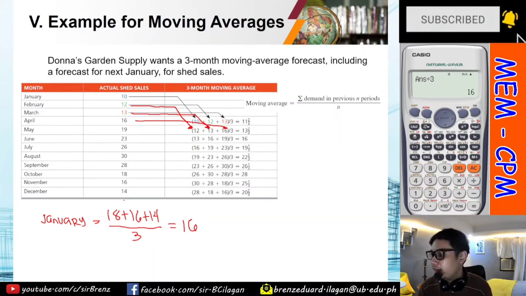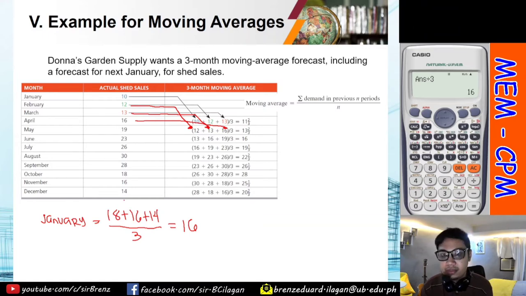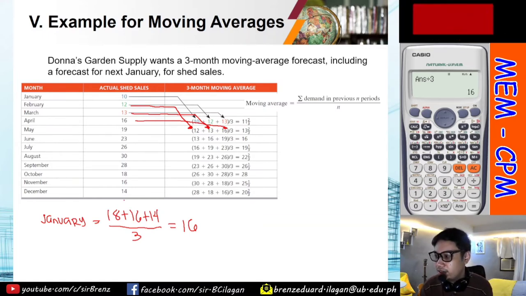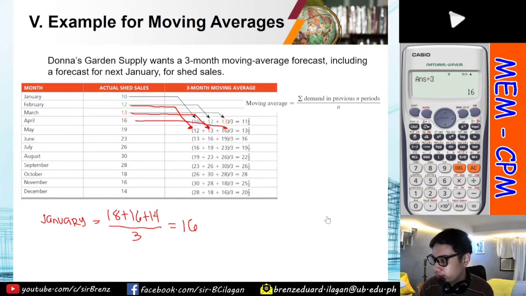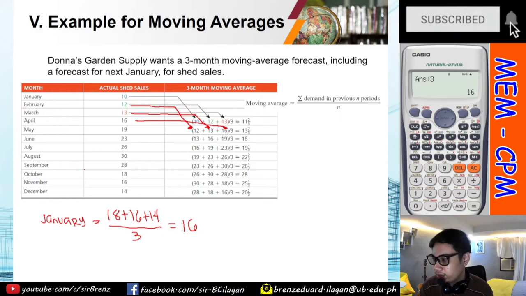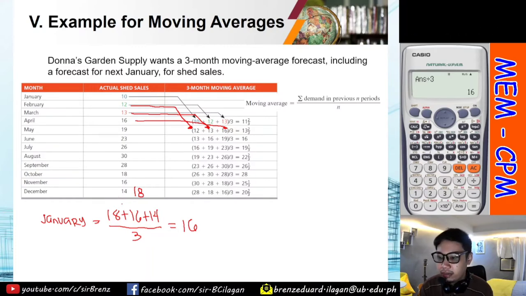So, the management now, ano ba yung insight natin dito? So, the management now has a forecast that average sales for the last 3 months. So, with this, it is easy to use and understand. So, for example, guys, kung mapalitan yung data natin, so, rather than in December, where yung value natin is 14, what if mapalitan siya ng 18? Ano? So, ano yung magiging panibagong January forecast natin? So, ganun lang din, just by simply using the formula.